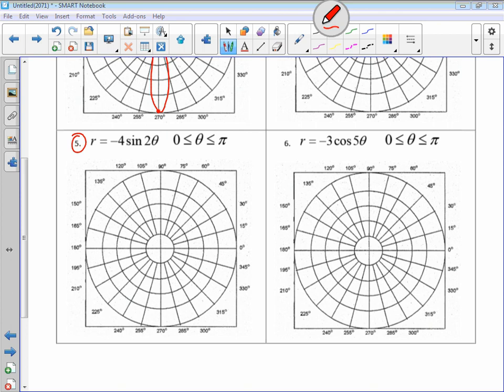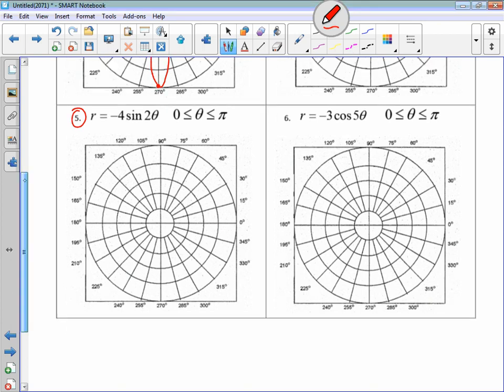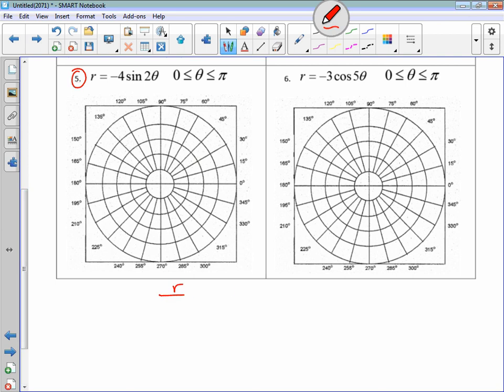Those are what I picked. Good job, guys. Guys, the thetas I picked were 0, pi over 4, pi over 2, 3 pi over 4, and pi.